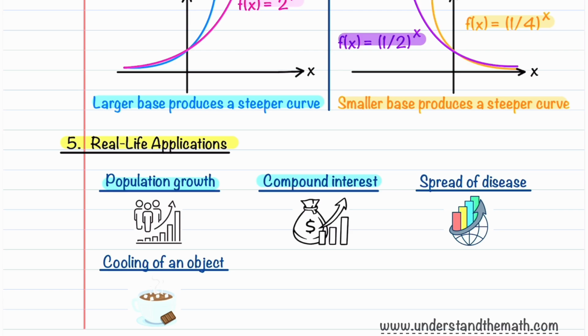These functions are also used to model the spread of disease. Unfortunately, the initial rapid spread of viruses or infections often follows an exponential growth pattern. Exponential decay can be seen in the cooling of an object. When a hot object, such as this cup of hot chocolate, cools down in a cooler environment, its temperature decreases exponentially towards the ambient temperature.